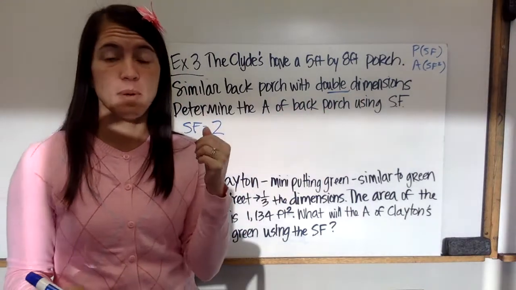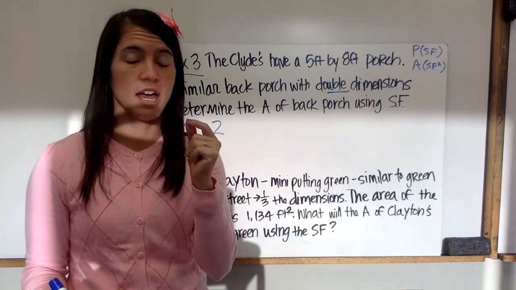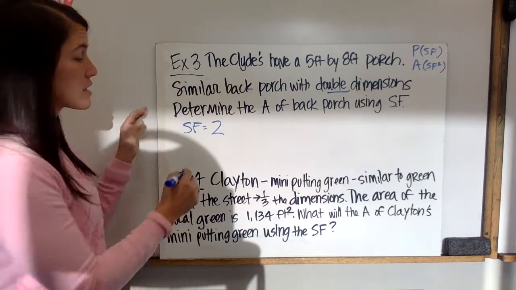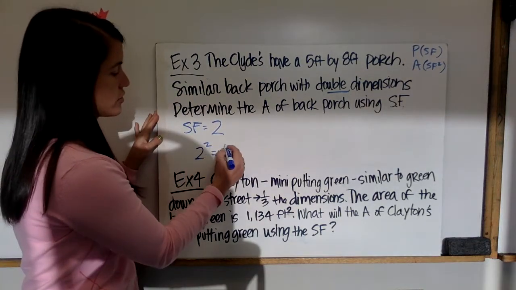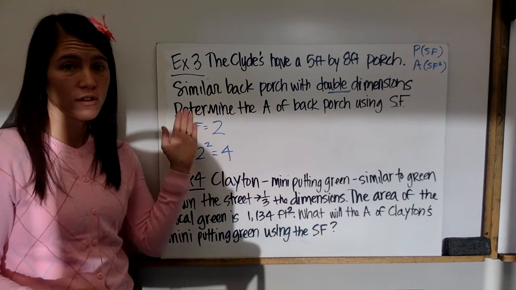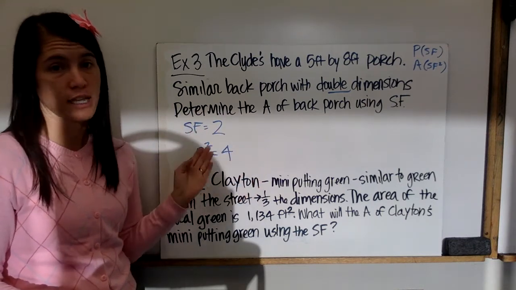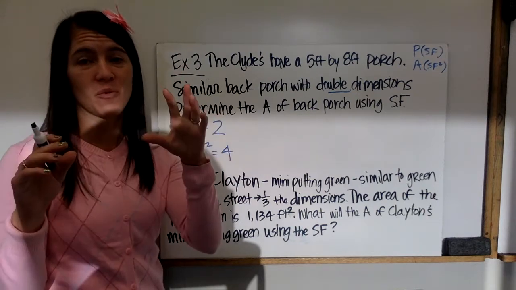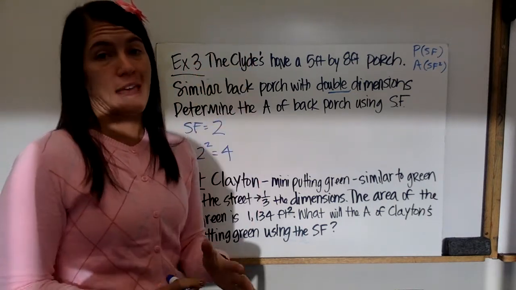Now, because in this problem we're talking about area, let's decide, are we talking about perimeter or area? We're talking about area, so we need to square the scale factor. So we're going to be dealing with a 4, quadrupling the area instead of just doubling it. The dimensions are doubled, but because we double both the length and the width, we actually quadruple the area.